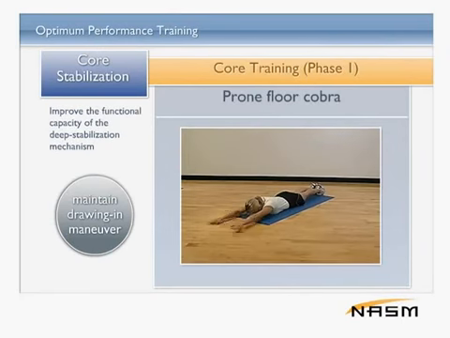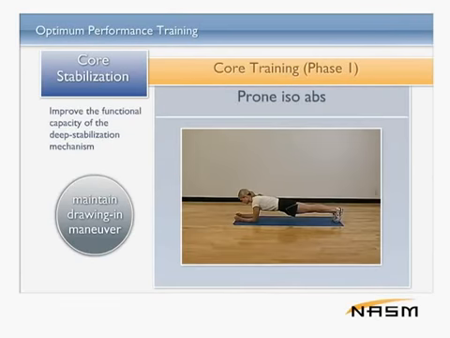Third, a floor-prone cobra. Lie prone on the floor with arms in front of the body, palms facing toward the ground. Draw abs in, activate gluteals, and pinch shoulder blades together. Lift the chest off the floor while maintaining scapular retraction. Hold for 1 to 2 seconds and slowly return the body to the ground, keeping the chin tucked. Repeat as instructed.